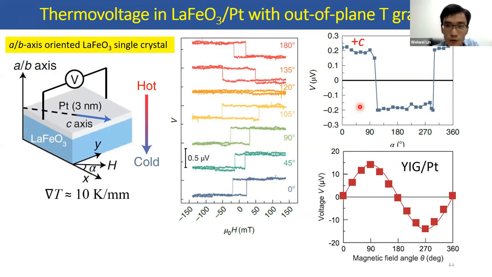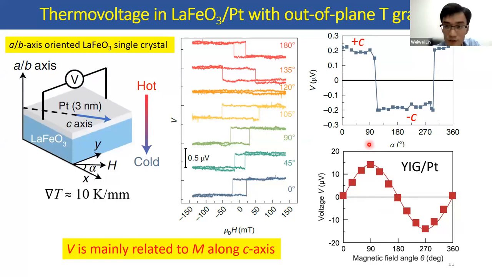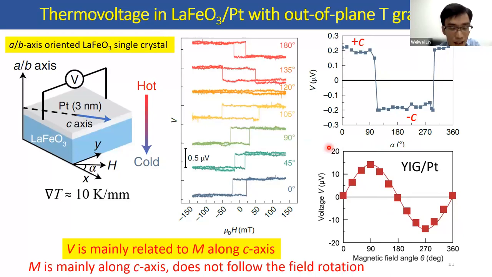So we know the intrinsic canting angle, and the net moment is mainly along the C axis. The measured thermal voltage is mainly related to the net magnetization along the C axis. The positive voltage is related to the magnetization along the positive C axis, and the negative voltage is related to the magnetic moment along the negative C axis. So the voltage is mainly related to the net magnetization along the C axis. The magnetization in this canted antiferromagnet is mainly along the C axis and does not follow the field rotation.